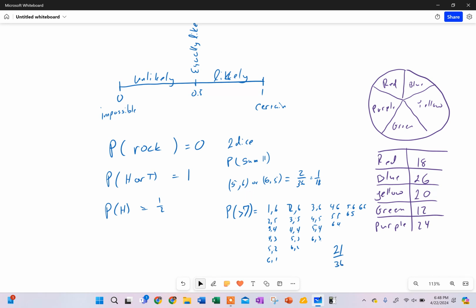is going to be, when we reduce that, 7/12. That is likely to happen. It's more likely to happen than equally likely. So that's kind of where those things fall.